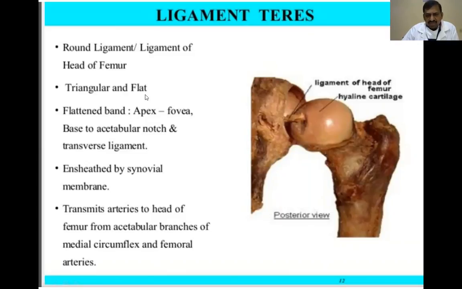This is triangular and flat. It is a flattened band with its apex attached to the fovea capitis and its base attached to the acetabular notch and the transverse acetabular ligament. It is covered by synovial membrane and transmits an artery to the head of the femur from the acetabular branch of the medial circumflex femoral artery.